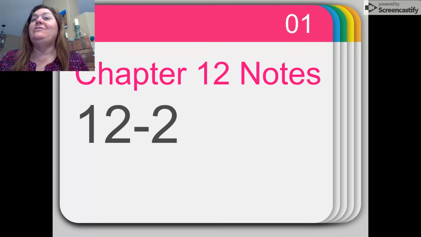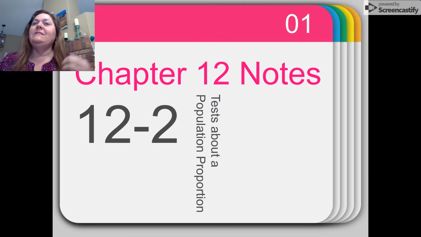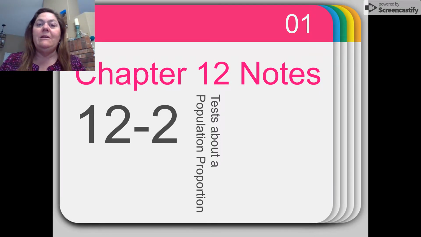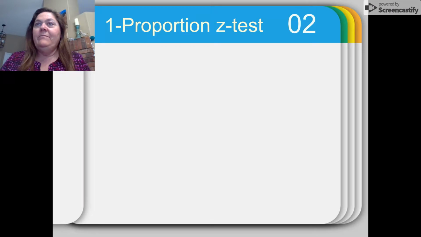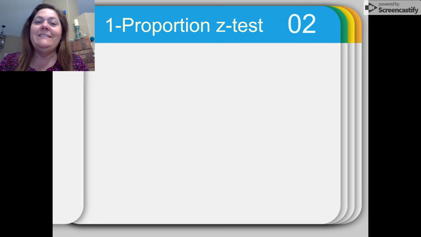So we're in section 2 of chapter 12 and you've done tests about means so far. We did the z-test and the t-test. Now we're going to do the test about a population proportion. Some of this is going to look awfully familiar because we did confidence intervals for proportions, and so a lot of the formula and stuff look the same. So here's what you're going to be doing: a one proportion z-test.